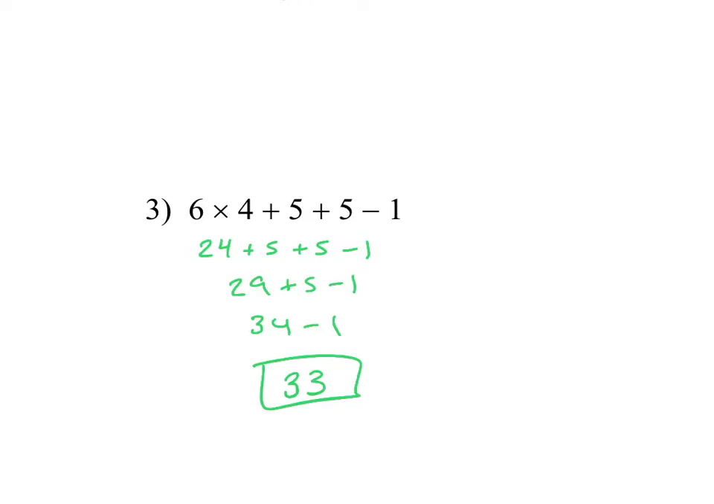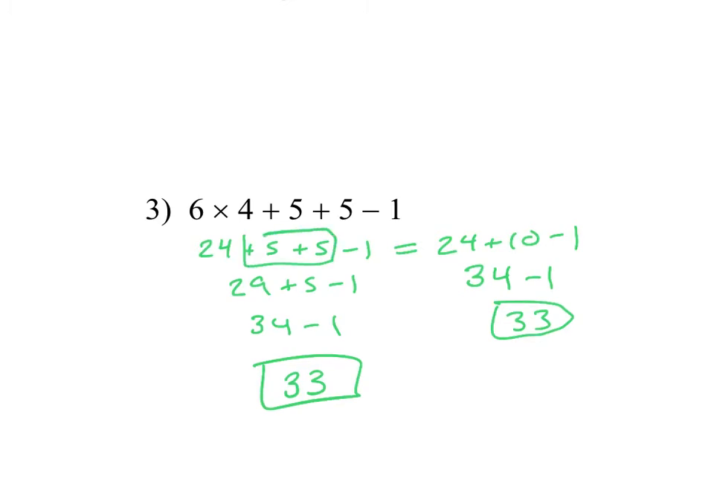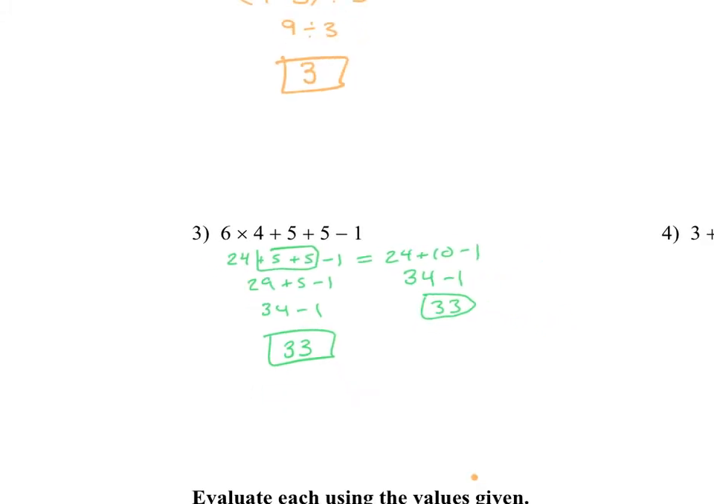Did it different. How did you do it? I combined the 5 plus 5, which gave me 10. But I think I still got the same answer. And then I added it together with the 24, then I minus the 1. Yep, you can do it that way too. Either way works. If you can see that 5 plus 5 is 10, and then you can just add 10 to 24 and then subtract 1. That definitely works too.